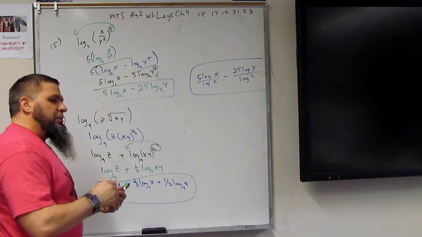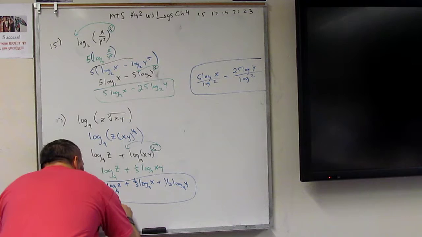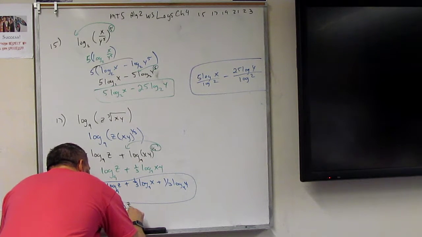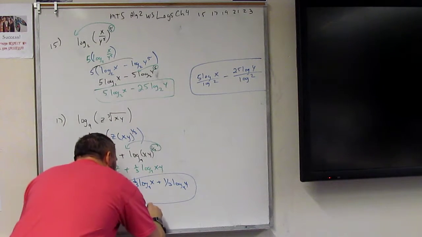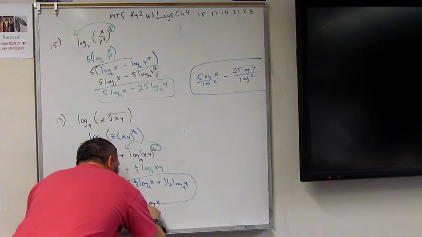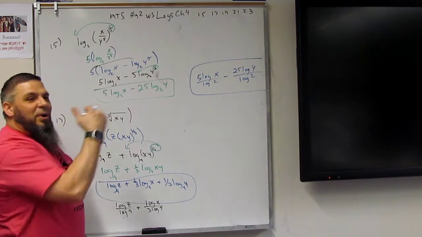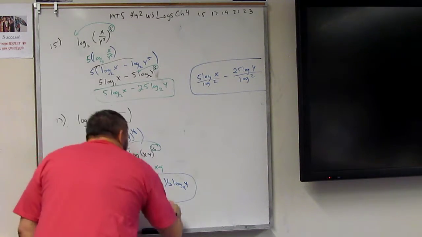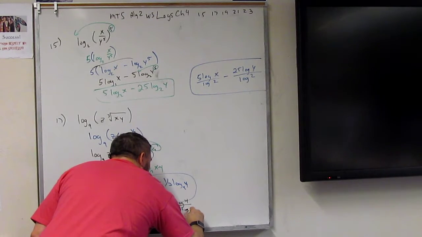Now, what would you do if you wanted extra credit? Just put the logs there. So log z over log 9 plus 1/3. Now think about it. That would be log x over 3 log 9. Does that make sense? Because the 3 is on the bottom. Right? Okay? Plus log y over 3 log 9.